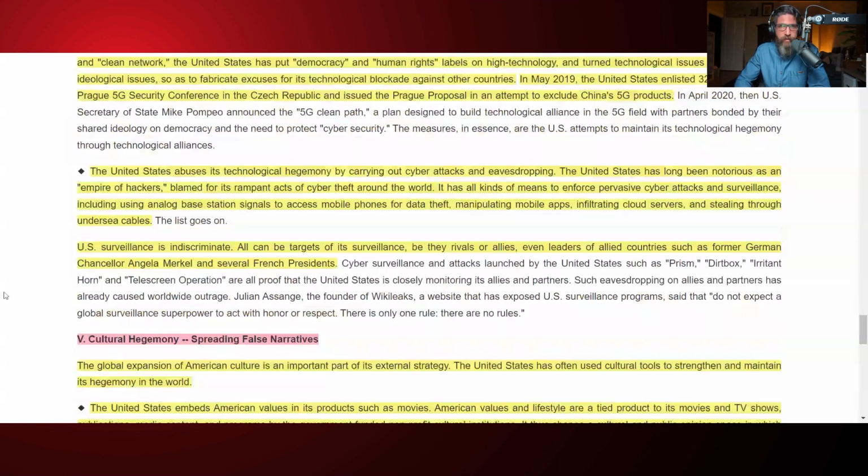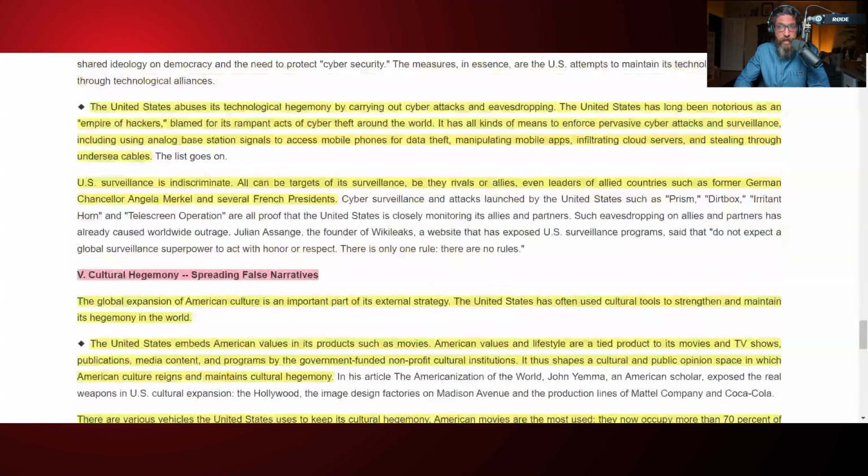The United States abuses its technological hegemony by carrying out cyber attacks and eavesdropping. I think all the countries do. China even does this. Russia does this too. The United States has long been notorious as an empire of hackers, blamed for its rampant acts of cyber theft around the world. It has all kinds of means to enforce pervasive cyber attacks and surveillance, including using analog base stations like signals to access mobile phones for data theft, manipulating mobile apps, infiltrating cloud servers, and stealing through undersea cables.